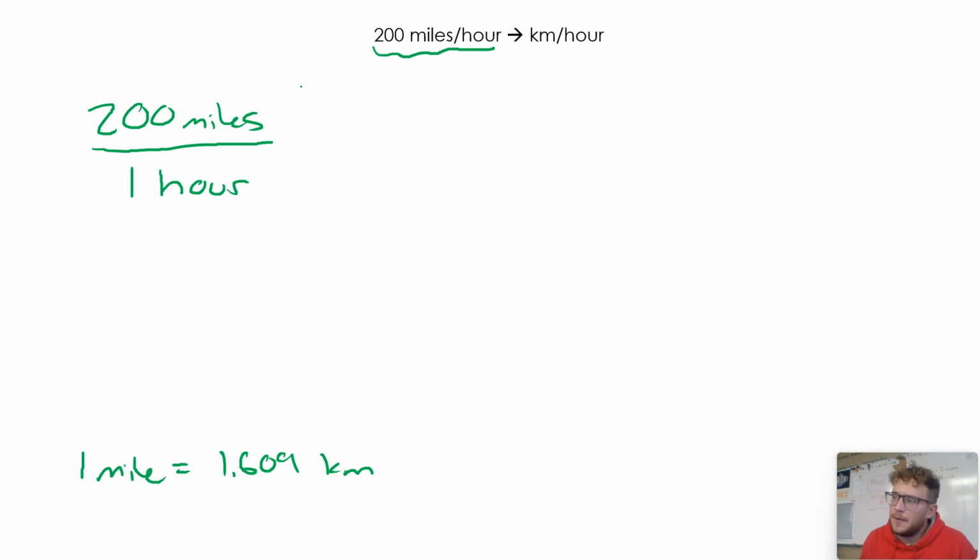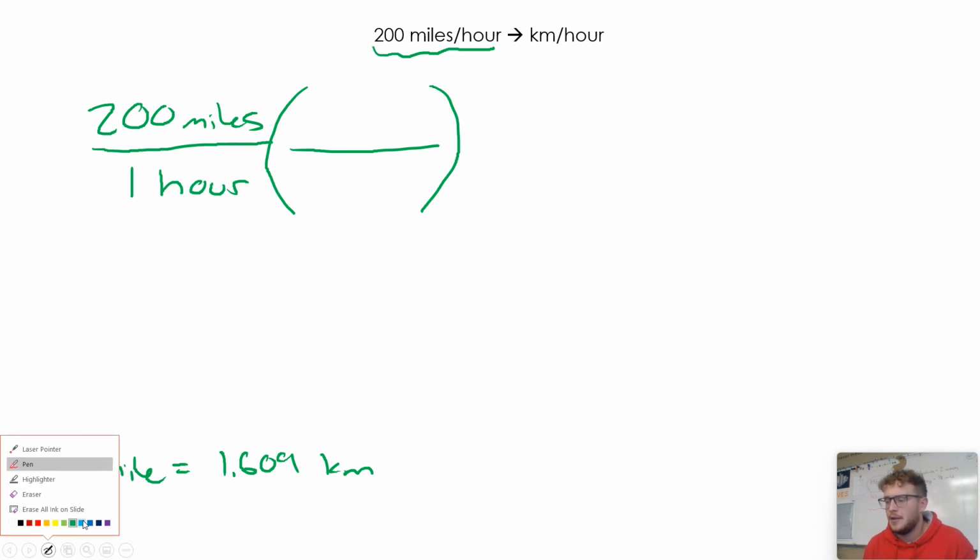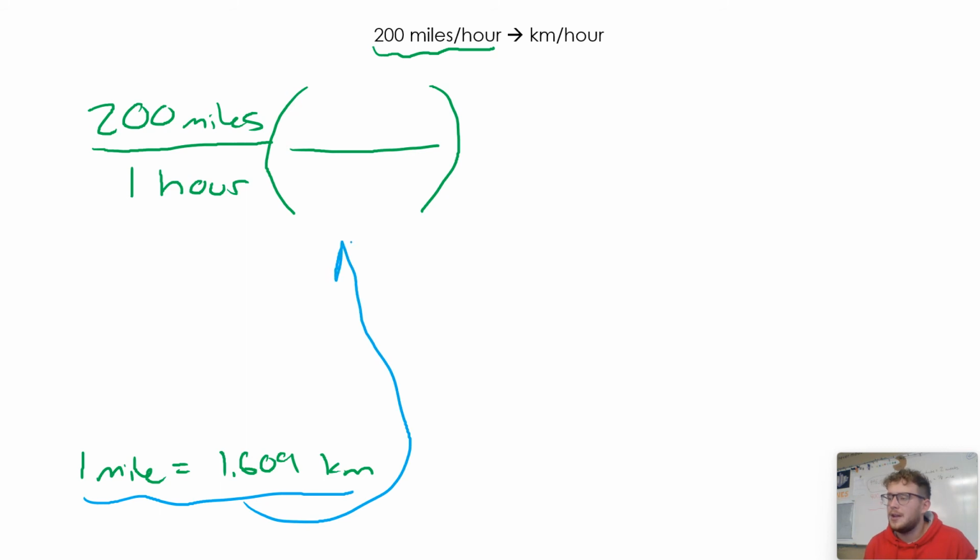And just like before, now I add a conversion. I add a little fraction here. And the question is, okay, what goes in there? Well, it's the conversion that I need. I have 1 mile equals 1.609 kilometers. And so which goes where? Well, I'm trying to cancel out my miles. I'm trying to keep hours. So if I'm trying to cancel out my miles, that means that I need to put it on the bottom. So I'm going to take that 1 mile and I'm going to put 1.609 kilometers up top.